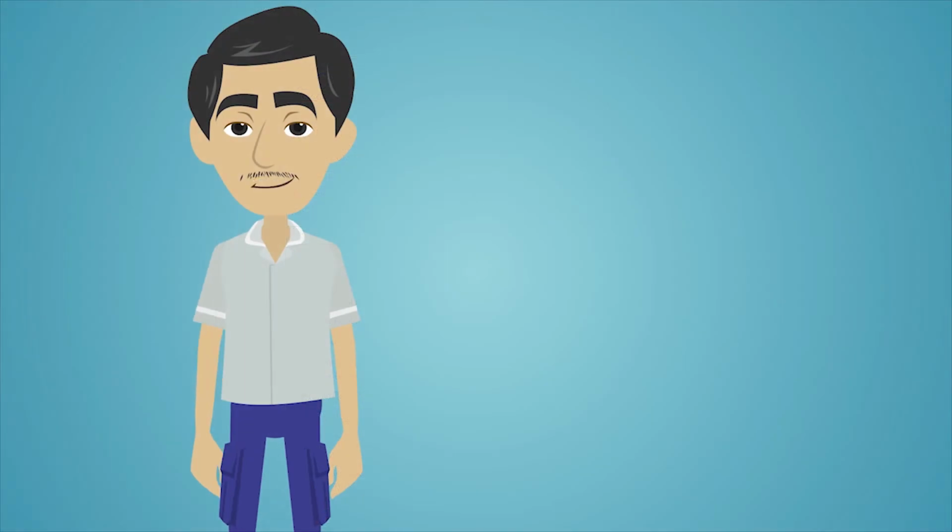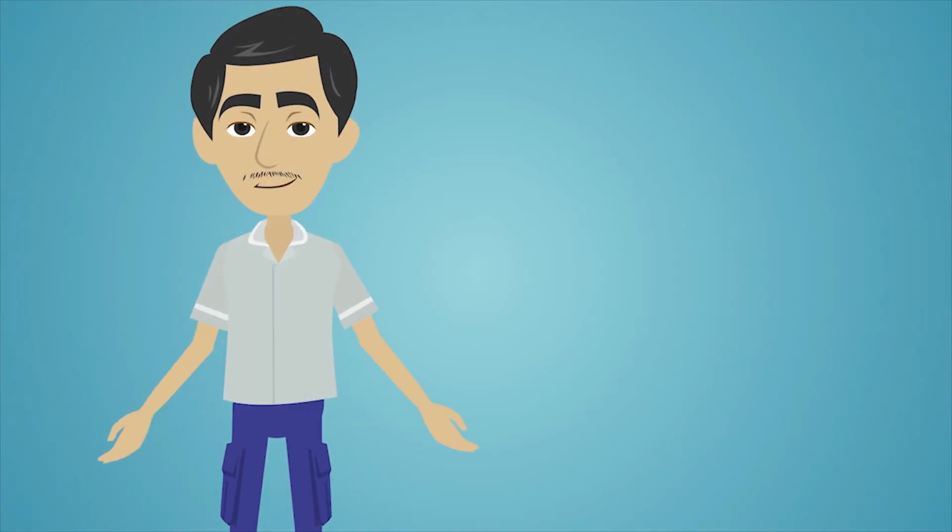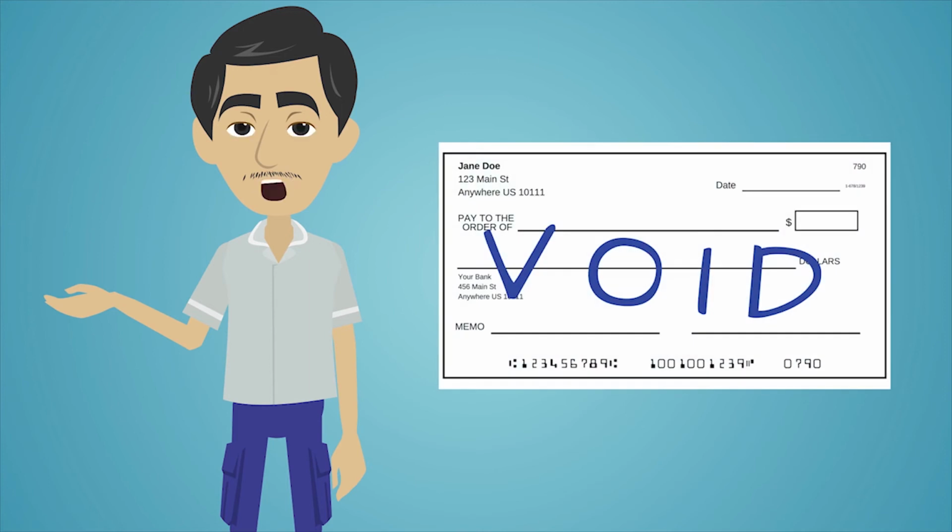If you are adding a new account, you must attach a voided check with the application. This check cannot be a blank temporary check. The check must have your name, address, and bank printed on it.